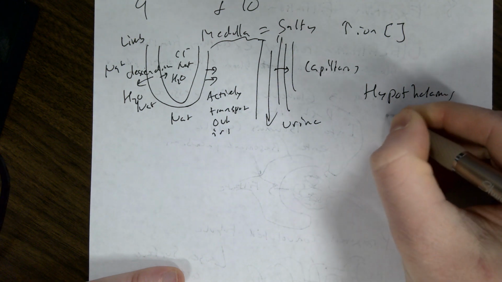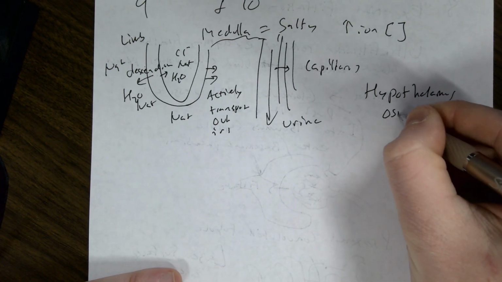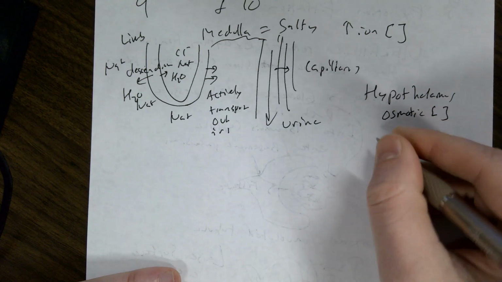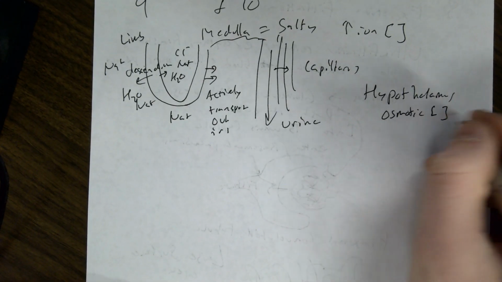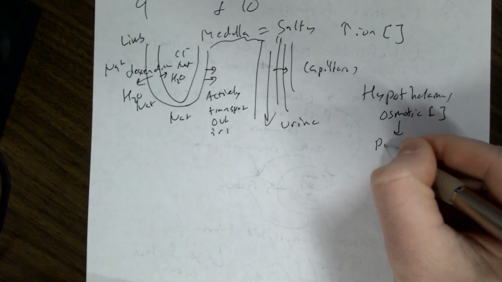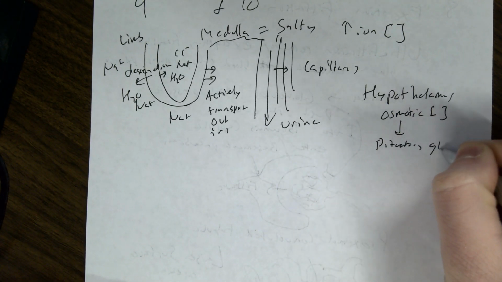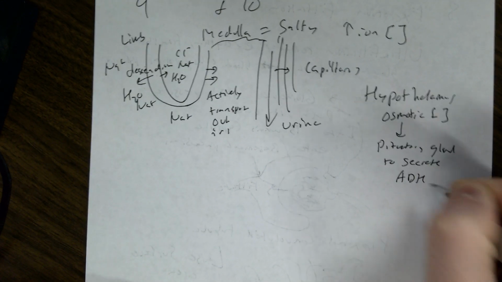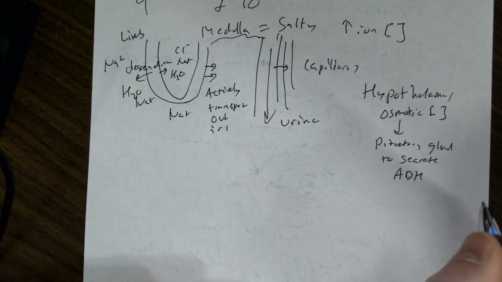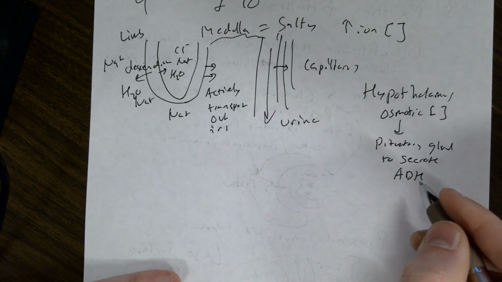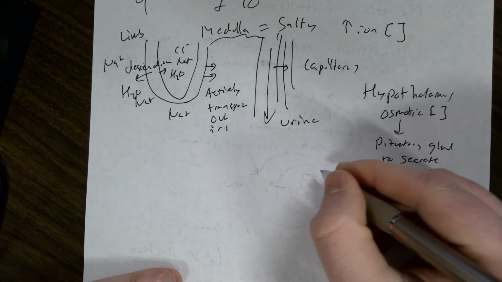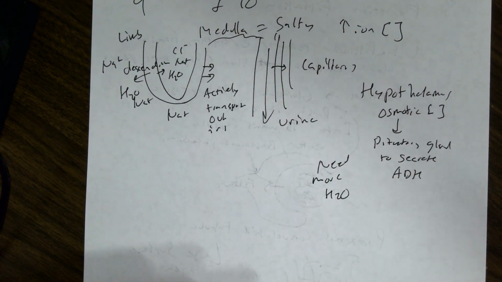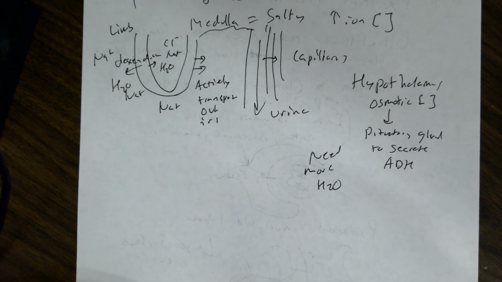The hypothalamus senses the osmotic concentration. If it is outside of what it should be, it tells the pituitary gland to secrete ADH. This is specifically when there is not enough water in the blood, when you need more water. You're going to secrete ADH.